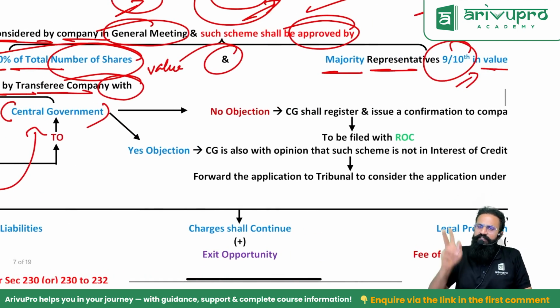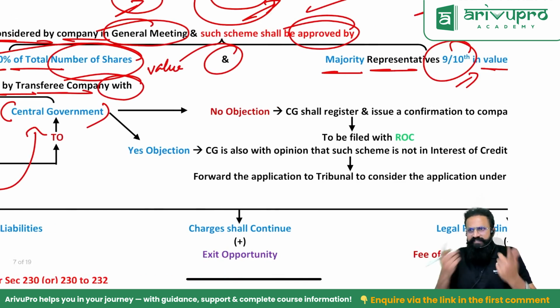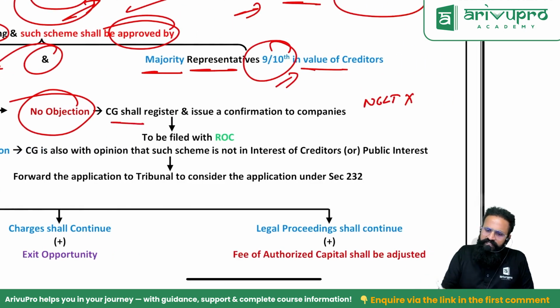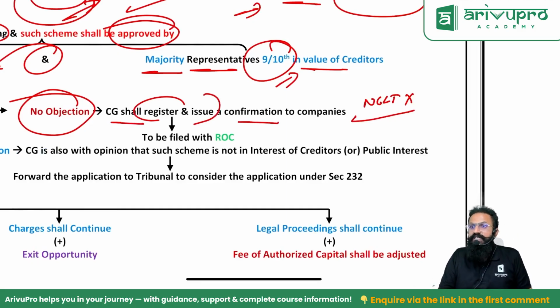Central government, imagine two scenarios. First scenario, ROC and liquidator have no objection. They are absolutely fine. Sir, they have done everything as we said, so we don't have any issues. In such a case, the central government shall register and issue a confirmation to the company on such a transfer, that is merger and amalgamation, and that particular document shall be filed with ROC.